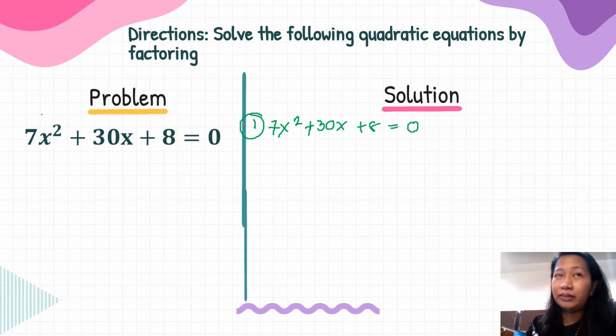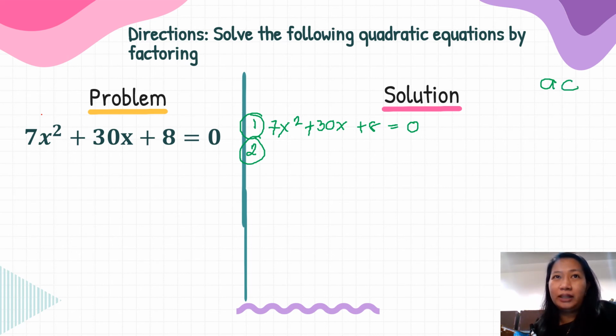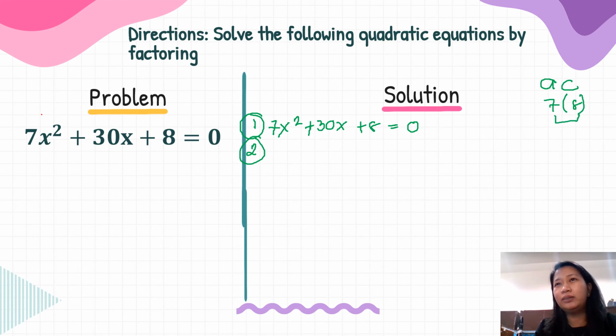And to have the factor, step number 2 is factor the quadratic trinomial. And we will use the AC method since more than 1 po yung numerical coefficient ni x squared. Okay. And let's have the AC method. Let's solve. A is 7 and C is 8.